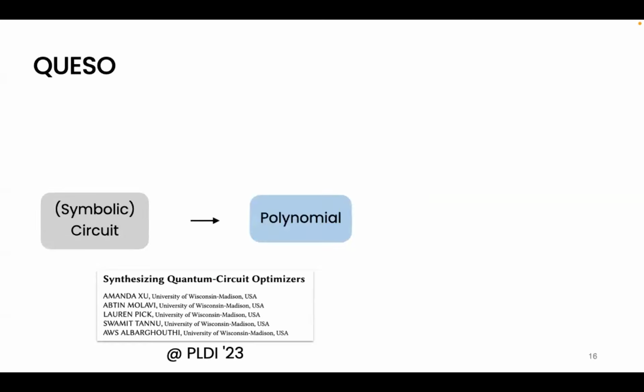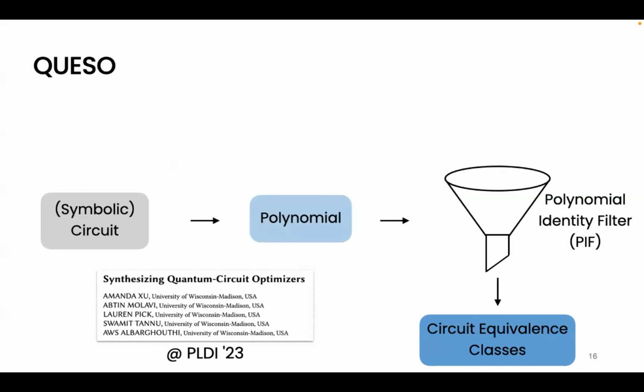I won't be able to get into the nitty-gritty details of our approach, but I'll try to give you intuition for how it works. Essentially, what we're going to do is take a symbolic circuit and have a procedure for turning it into a polynomial that represents what that circuit does. Why do we want a polynomial? It's so that we have a way to easily group polynomials into equivalence classes. If you can do that for polynomials and the polynomials correspond to circuits, then you have a way to group circuits into equivalence classes easily.